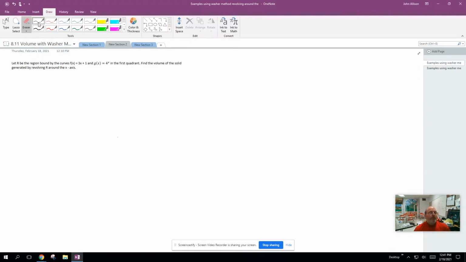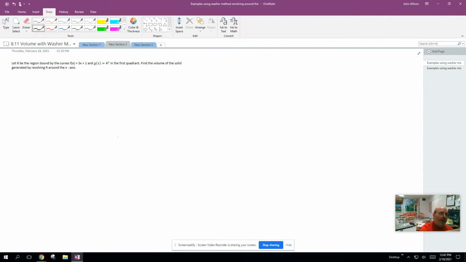We'll start with this exercise here where we have: let R be the region bound by the curves f of x equals 3x plus 1 and g of x equals 4 to the x in the first quadrant. Find the volume of the solid generated by revolving R around the x-axis.